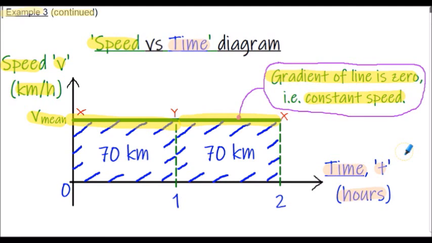throughout its entire journey. And as we said previously, the area under a speed-time diagram relates to distance travelled. So for outward journey from station X to station Y, the train travels 70 kilometres, and of course for our return journey from station Y to X, we again travel 70 kilometres. So the total distance travelled by the train is 140 kilometres.